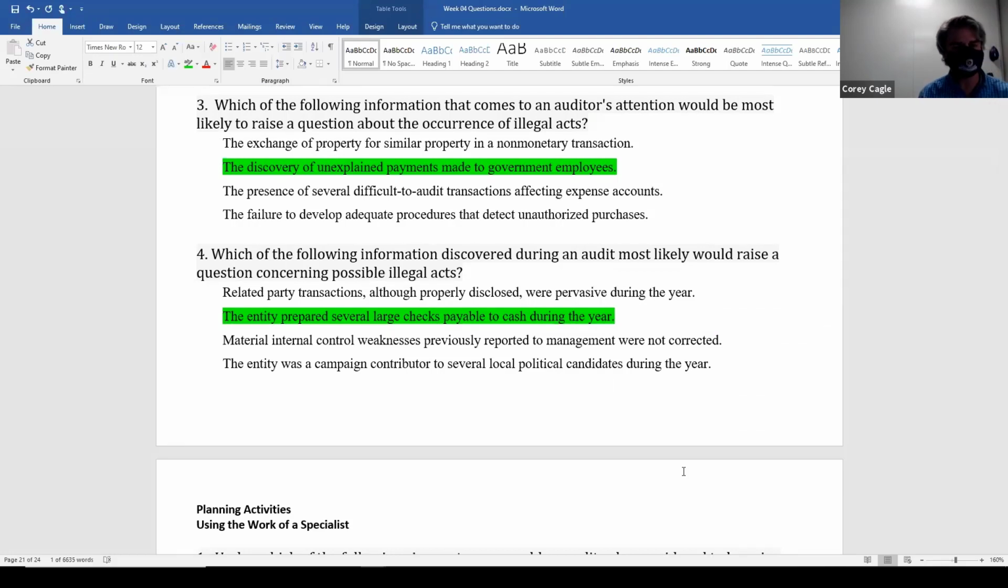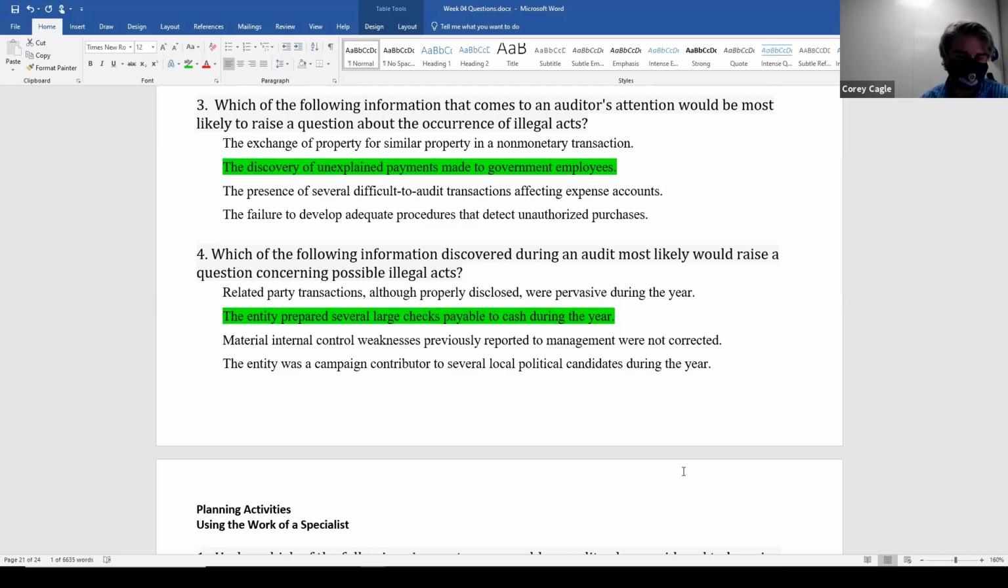Which of the following information discovered during an audit most likely would raise a question concerning possible illegal acts? So A, we can throw out, related party transactions that are properly disclosed. That's fine. We didn't talk specifically about related party transactions, but we will. But you can read that and be like, that's obviously fine. B says that the entity prepared several large checks payable to cash during the year. I mean, we know that's a big no-no, right? I mean, you don't do that.